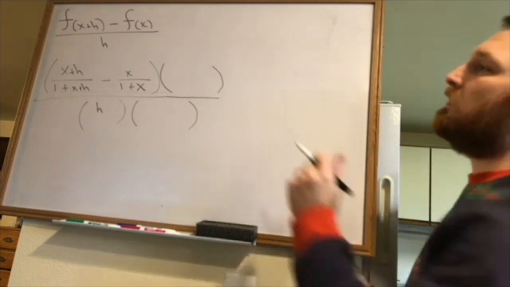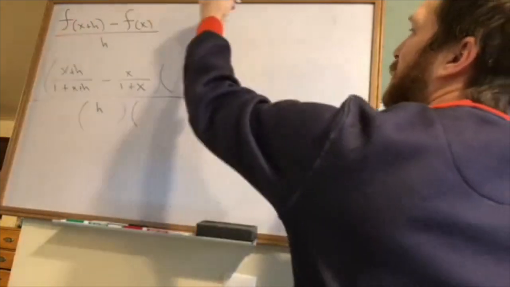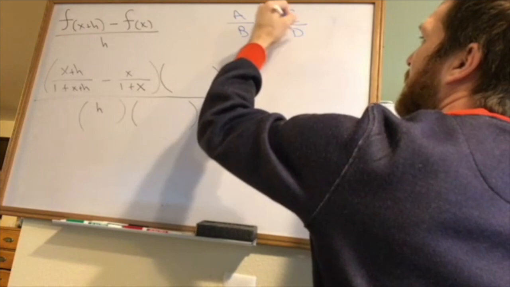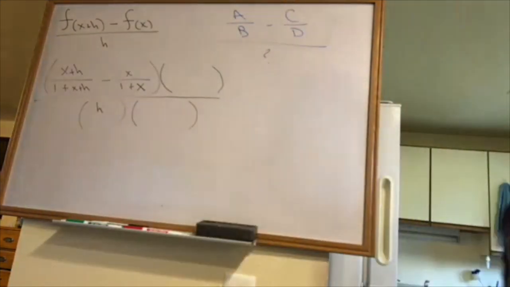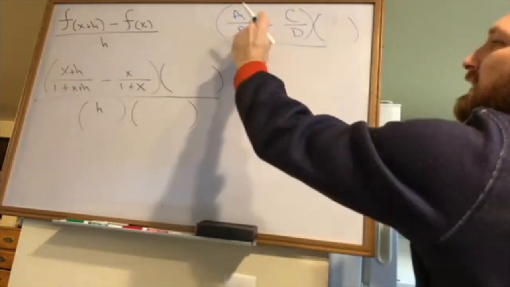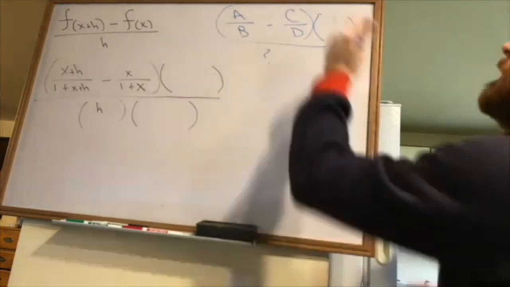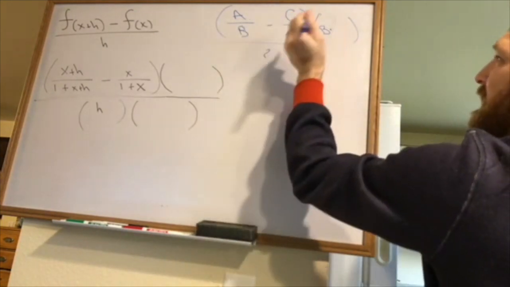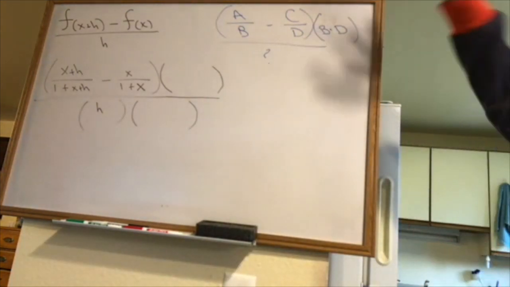So let's be a little bit abstract here and look at the overall picture. It looks like this: I have A over B minus C over D, all over something. We're not really worried about that because there's not a fraction down there. If I had this, what would I multiply by to kill that guy and to kill that guy? B and D. In order to kill that guy, I've got to multiply by B. In order to kill that guy, I've got to multiply by D. And so that's what I would do.